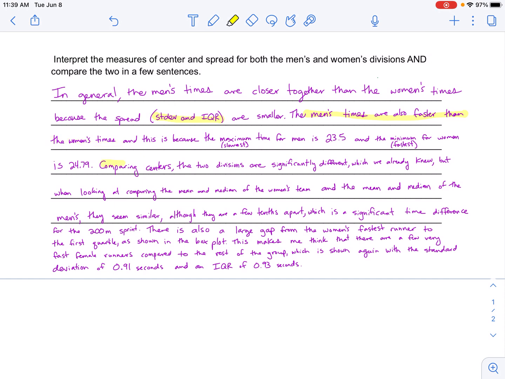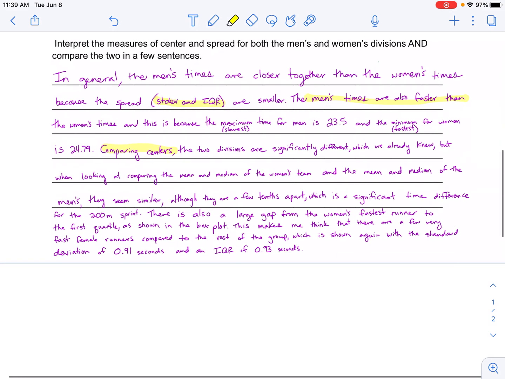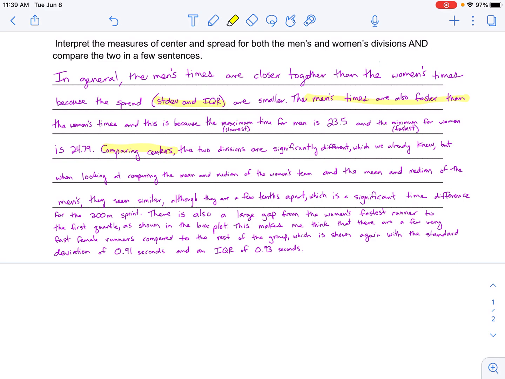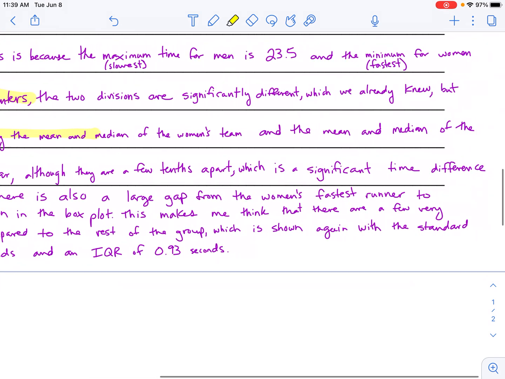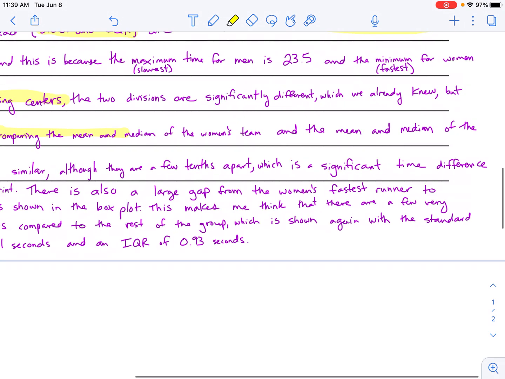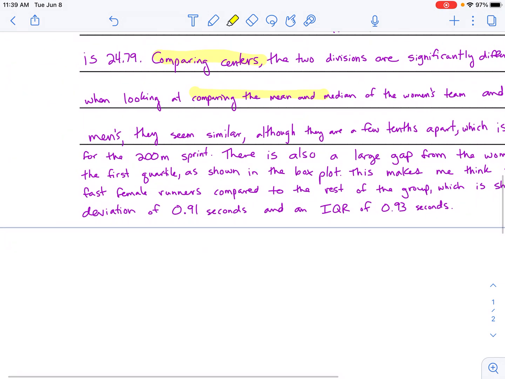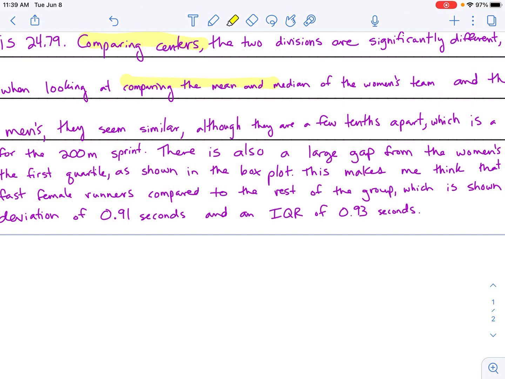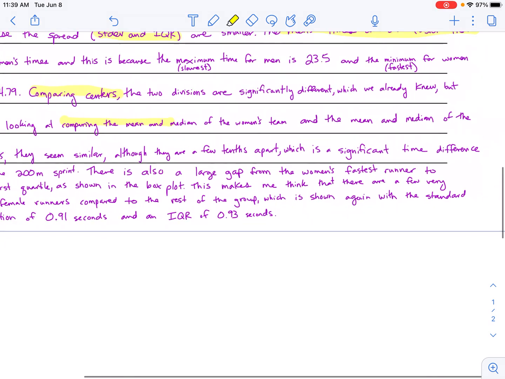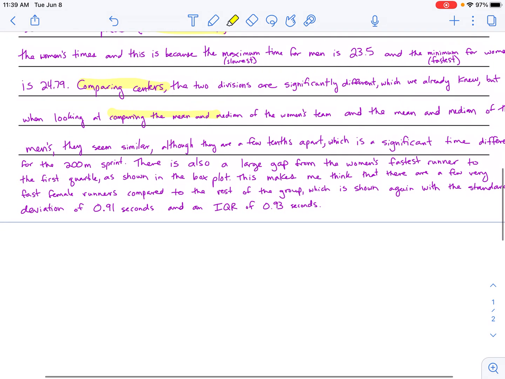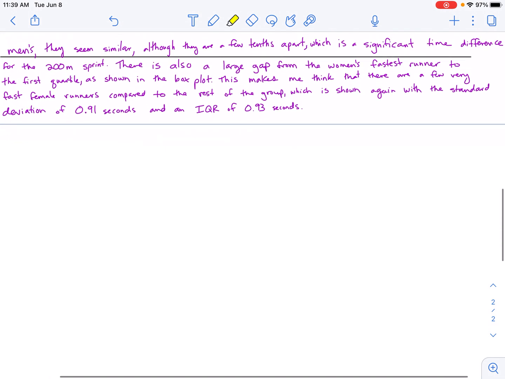Comparing centers, we're talking about mean and median, the two divisions are significantly different, which we already knew. But when comparing the mean and median of the women's teams and the mean and median of the men's, they seem similar, although they are a few tenths apart, which is a significant time difference for the 200-meter sprint, which is true. So that's something to note.